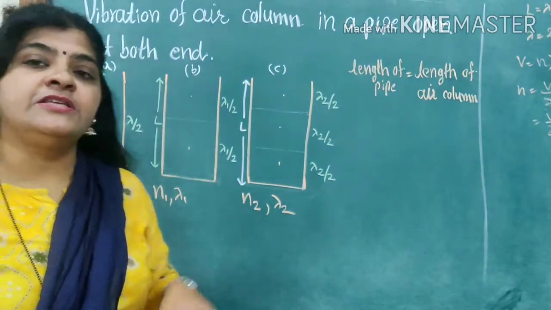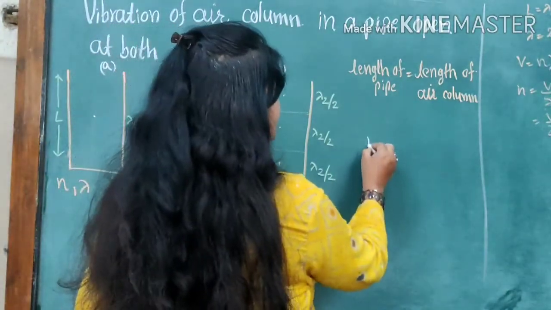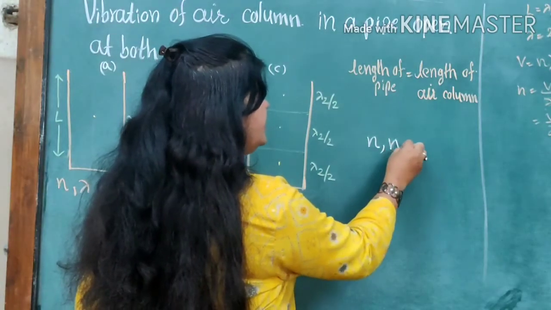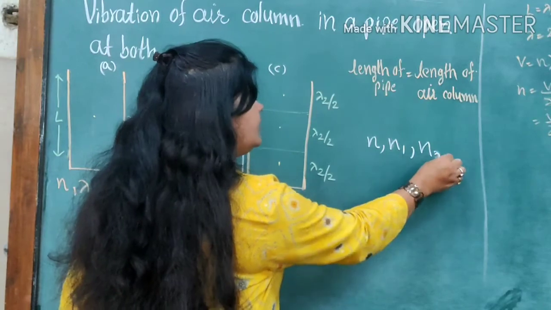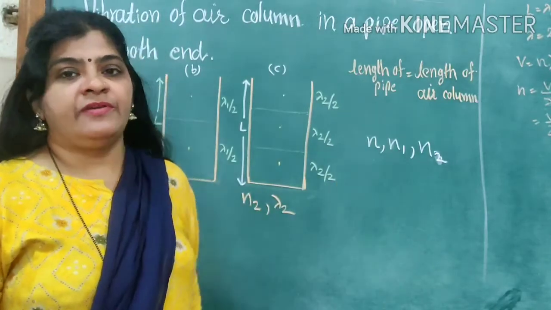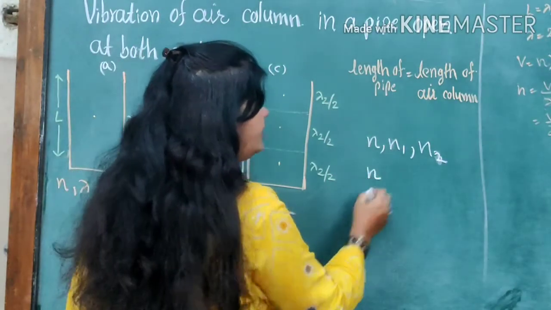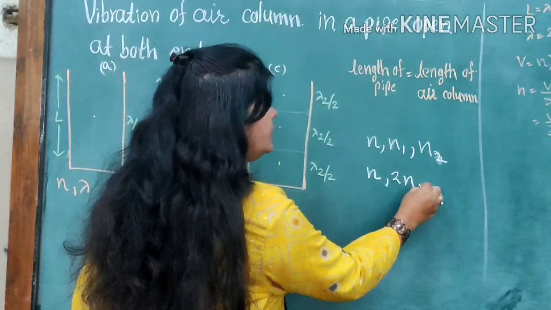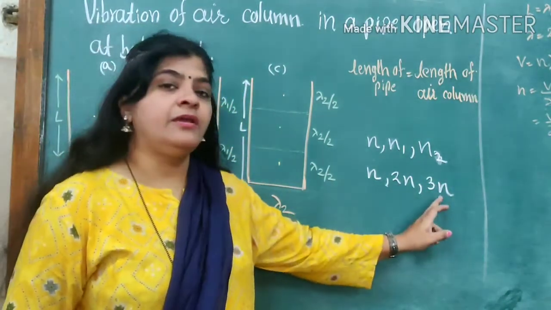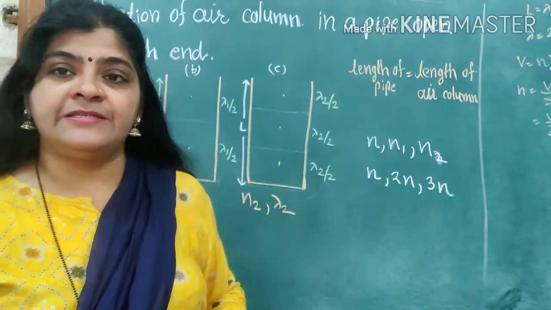Okay. Now after that we are finding the frequency of these three modes of vibration. What is the formula for the frequency of the modes of vibration? In the first case, say the frequency is N. In the second case the frequency is N1, and the third is N2. Three frequencies are obtained. Now we have to show that the frequencies obtained are N, next 2N, next 3N. If it is like that, 1, 2, 3 multiplied by the N value, then we can say that all the harmonics are present in a pipe.